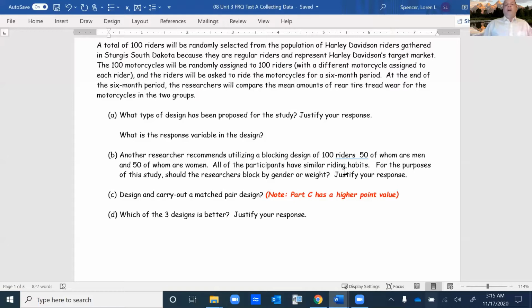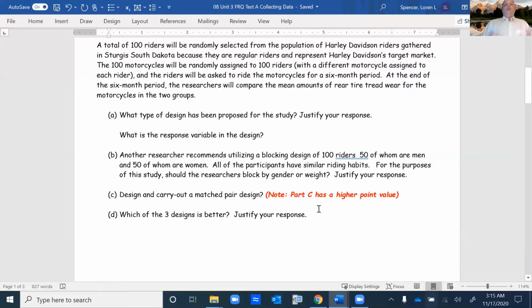I believe weight will have the greatest impact. I believe that because weight will impact how the tires wear. And they say that the cyclists have the same riding habits, so there's probably not much difference or any difference between genders. Technically, you could make an argument for gender, but you'd have to be careful on how you did so.